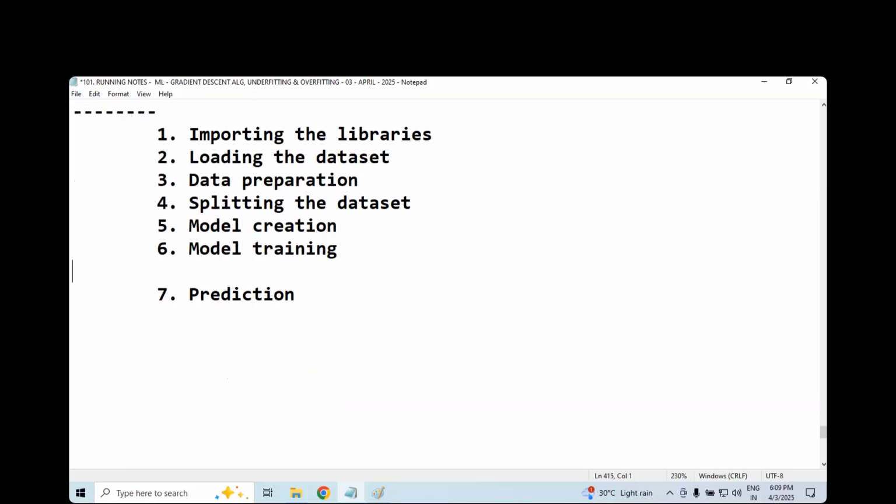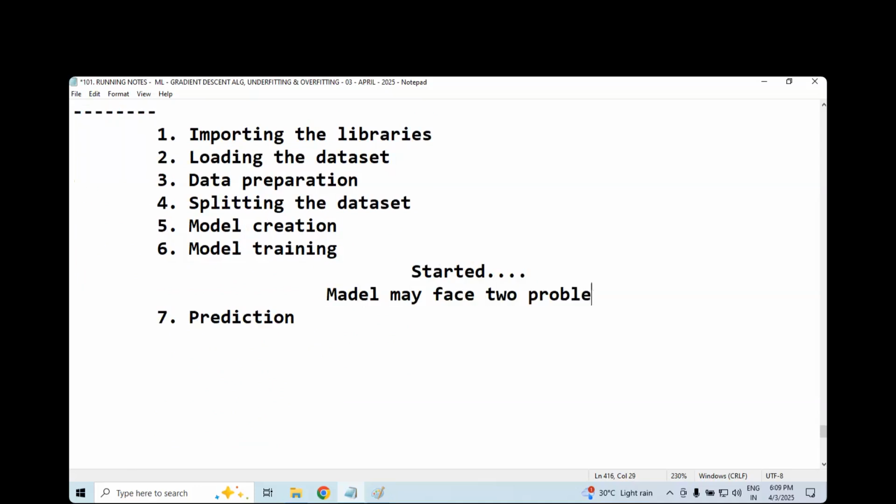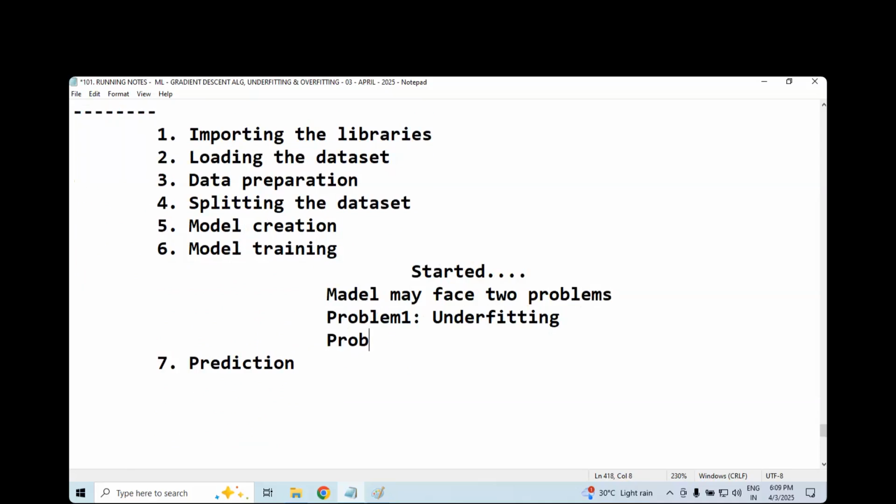Once training started, get ready. Model may face two problems. Problem number one is called underfitting. Problem number two is called overfitting.